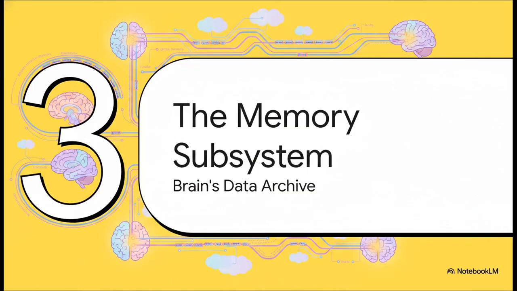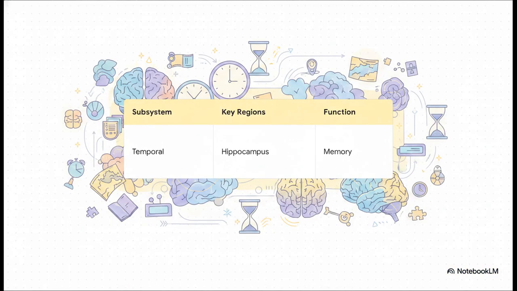All right, section 3, the memory subsystem. Think of this as the brain's data archive. Let's see how information actually feeds into those hubs. Every time you time travel through your own memories, you are relying on the medial temporal lobe subsystem, which heavily includes the hippocampal formation and parahippocampal cortex.